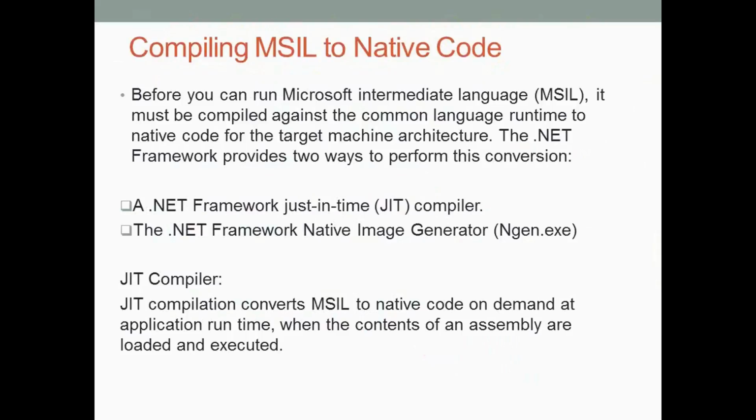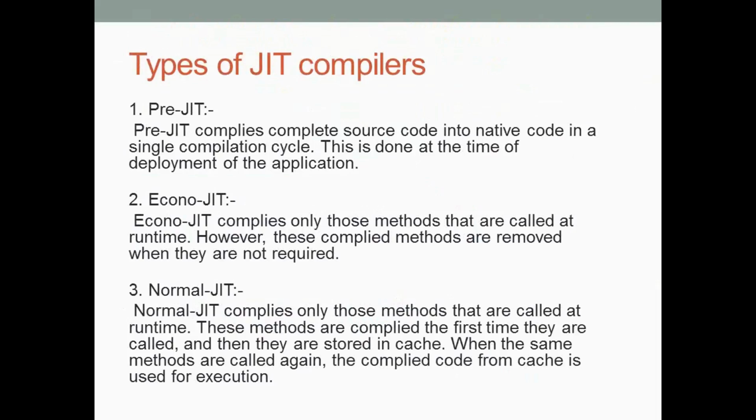Let us understand one by one what the JIT compiler does. The JIT compiler converts MSIL to native code on demand at application runtime. When the contents of the assembly are loaded and executed, the JIT compiler will compile each and every line of your code one by one into machine code. There are three types of JIT compiler available: pre-JIT, econo-JIT, and normal JIT.